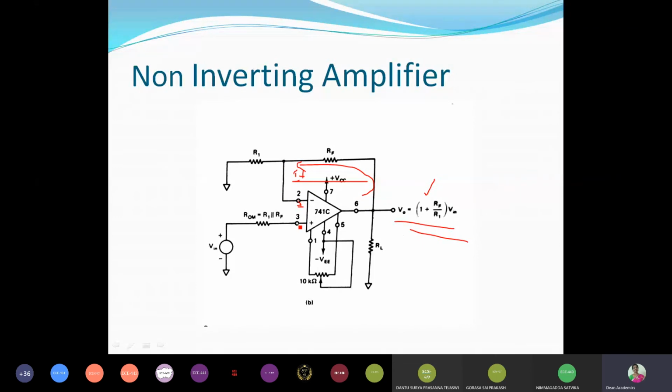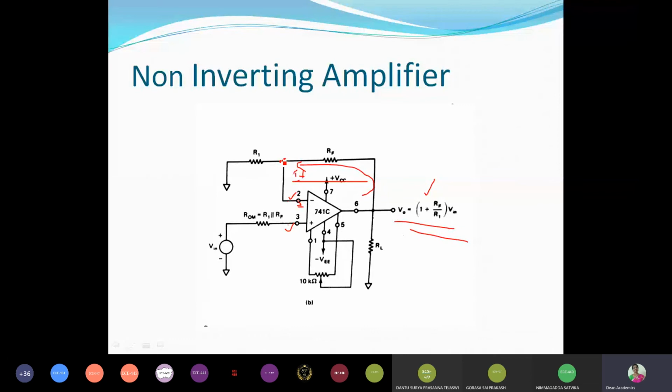the same will be at the other input terminal, because the difference between these two is 0. Otherwise, we say that due to virtual ground, whatever voltage we have, the same voltage is here. So whatever voltage we get here, the same voltage we can assume here because of the virtual ground concept.